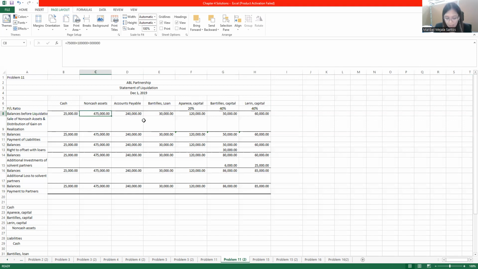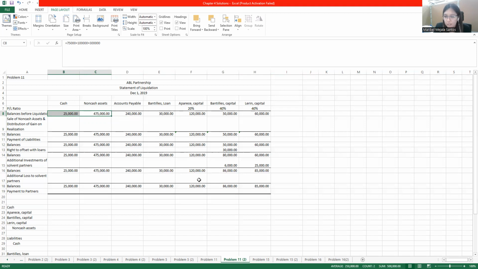For liabilities, we have 240,000 pesos for accounts payable and for the loans payable to B of 30,000 pesos. And of course, the capital account will be 120, 50, 60 respectively for A, B, and L. When you're solving a problem, make sure that our assets are equal to liabilities plus capital. That's still our basic equation, no? So for liabilities and capital, a total of 500,000, while for our assets, it's also a total of 500,000.